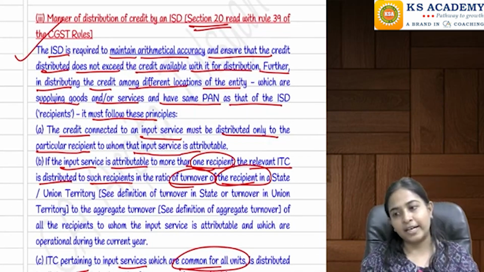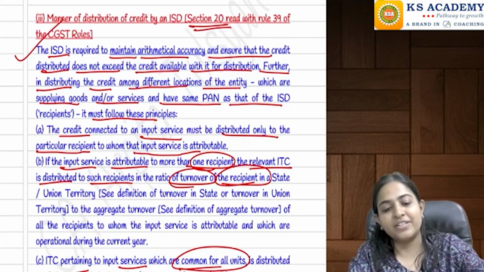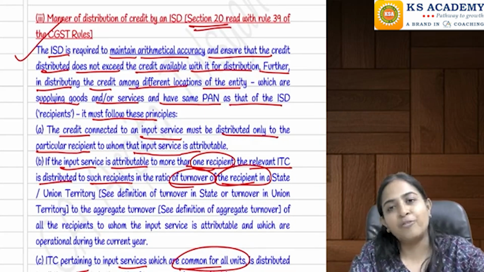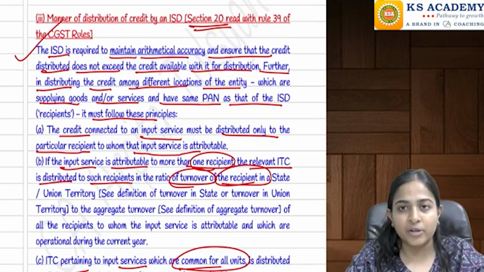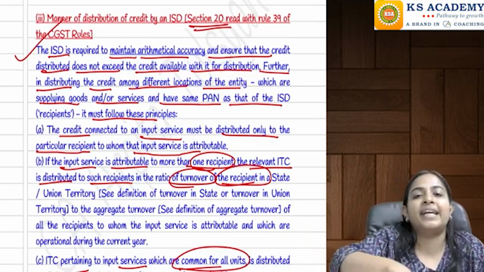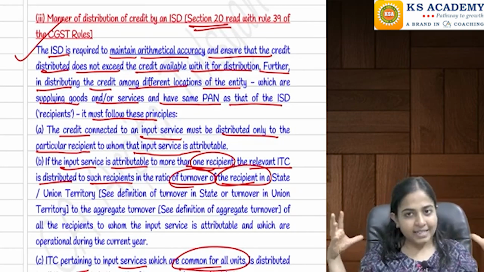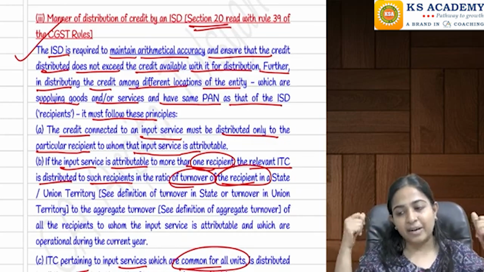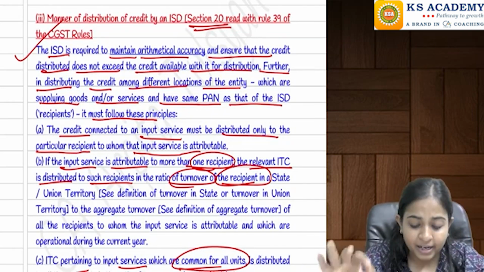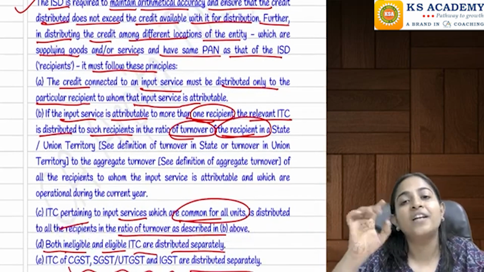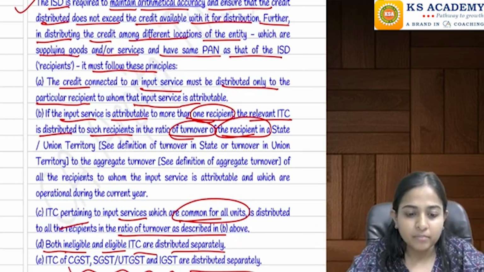Now, how to distribute this particular credit? The most important thing here is mathematics. Whatever is the credit of input services which have been taken by the input service distributor, he will have to distribute it, even if the credit is eligible or ineligible, it doesn't matter. The work of ISD is just to distribute it. Then the recipient offices will decide whether to take the credit or not. That is not the work of the ISD. So whatever credit is available with the ISD, every month it has to distribute it. If in this particular month we have got some credit, in this particular month itself the credit should be distributed in the ratio of turnover of the recipient offices. Are you clear with this?